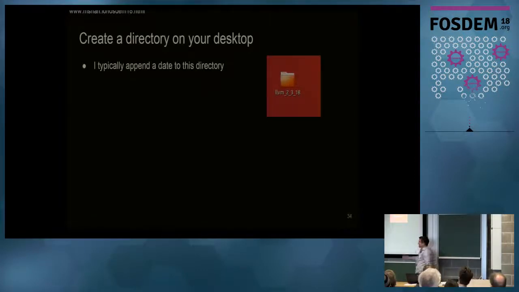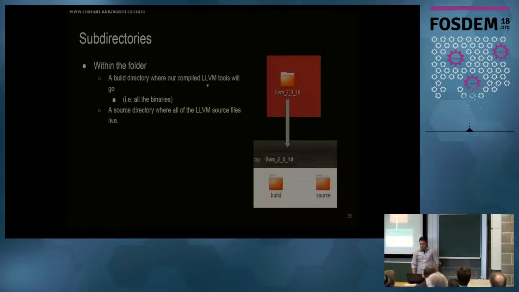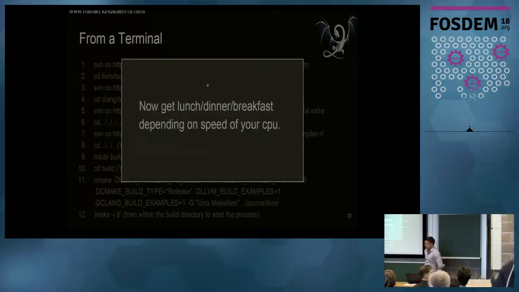So how to get started: create a directory, something typically with maybe the date when you're downloading. Within the folder, I create a few different directories. A build directory, that's where your binaries will go, and then your source. Keep your project nice and organized. And then about 12 steps from downloading the relevant projects to actually getting to make. This is my cheat sheet for you to follow later on.